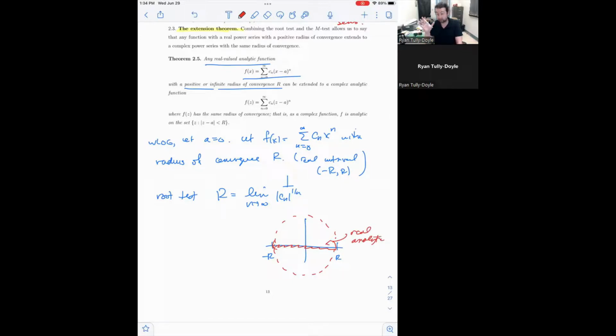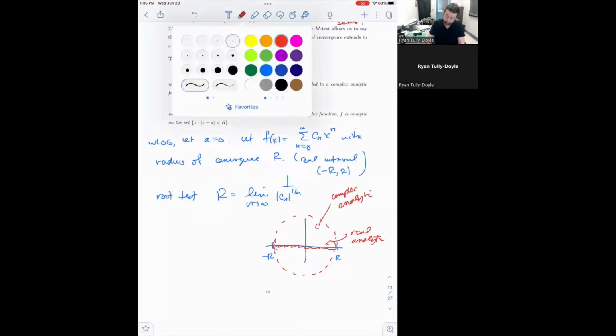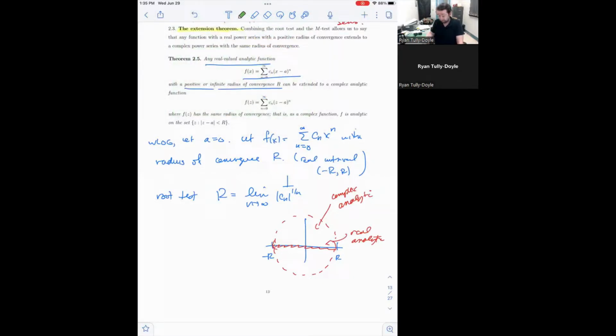But the same root test with the same coefficients is going to say that that same power series converges on the whole disk of that radius. So it's complex analytic on the disk that has that original real interval as its diameter in the real axis. That's essentially the proof. I mean, the M-test and the root test apply to complex series, and we inherit the radius of convergence and the coefficients from the real series, and we just plug them into complex series. So that's basically how extension works.